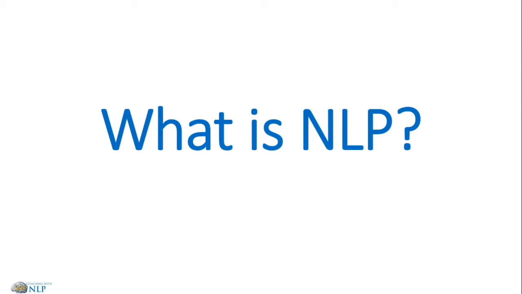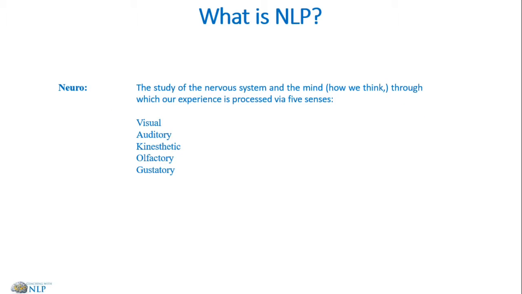So now let's just look at what is NLP. What's the definition of NLP first of all? Well, NLP stands for Neuro-Linguistic Programming. So neuro is the study of the nervous system and the mind. So it's how we think, through which our experiences are processed via our five senses, which is visual, auditory, kinesthetic, which is feeling, olfactory, which is smell, and gustatory, which is taste.